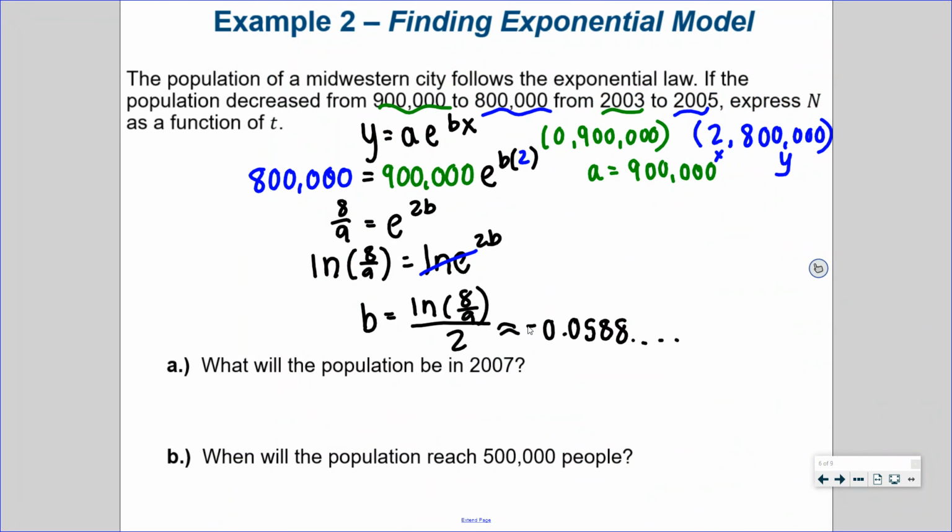All right, now let's use our correct variables like I forgot to do. So it says express n as a function of t. So n of t, representing my number of people or my population, is 900,000, my initial amount.